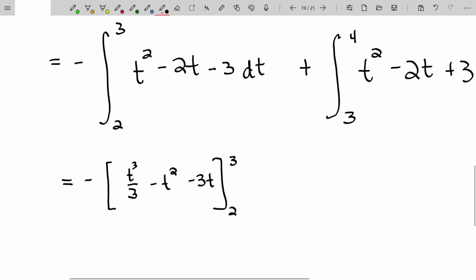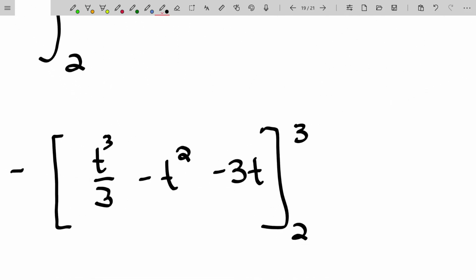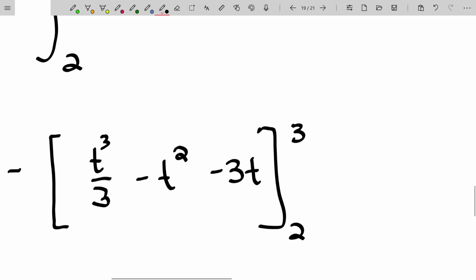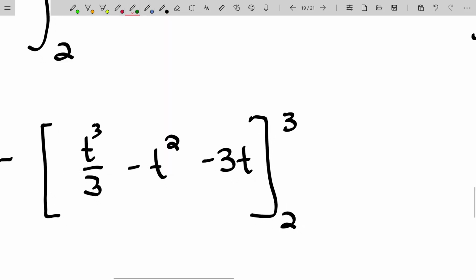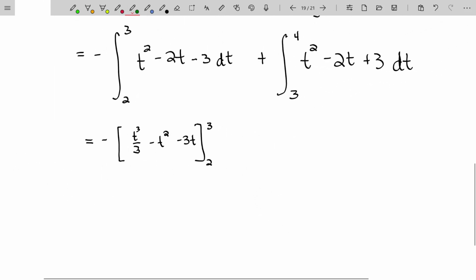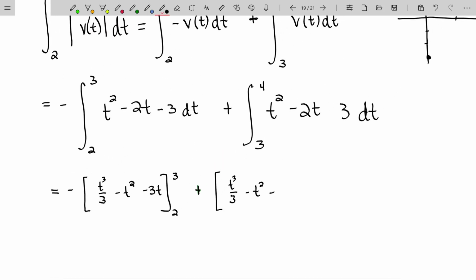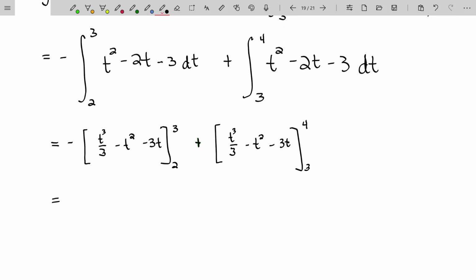And again, I'm showing you different forms of how people write this. Some people will write t equals 2 to t equals 3. But as I've just done, I'm writing just t from time 2 to time 3. The next integral has the same antiderivative, t cubed over 3 minus t squared minus 3t. I didn't mean to write plus; that was supposed to be a minus. Evaluated from 3 to 4. All right, let's go ahead and plug these values in.